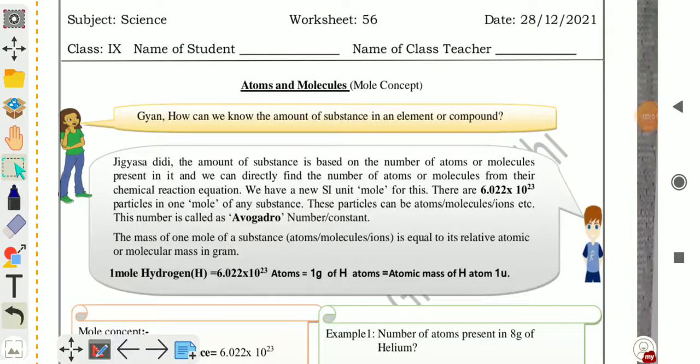Welcome children. Today's worksheet number 56, Atoms and Molecules. In this worksheet we will discuss mole concept.